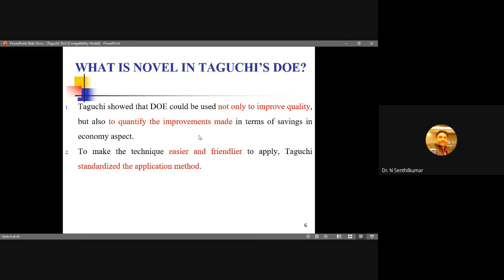And one more important thing is, this technique is very, very simple and friendly, because Taguchi has standardized the entire DOE and analysis. Taguchi has standardized the entire concept. That's why it is very, very simple and easier. You can also solve this using an Excel sheet. No special software is required for these cases. With simple Excel sheets, you can do wonders using Taguchi's technique.